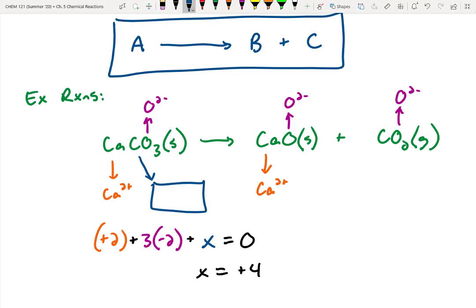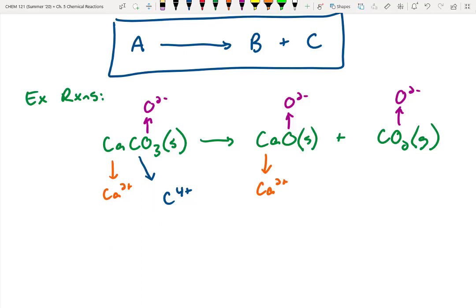But this is going to be carbon 4+ if we treat it as ionic. So make sure that you're capable of inferring the oxidation number of anything on that interior side of the periodic table, not the far edges. Okay, so we've identified carbon. I'm just going to erase this for clarity.